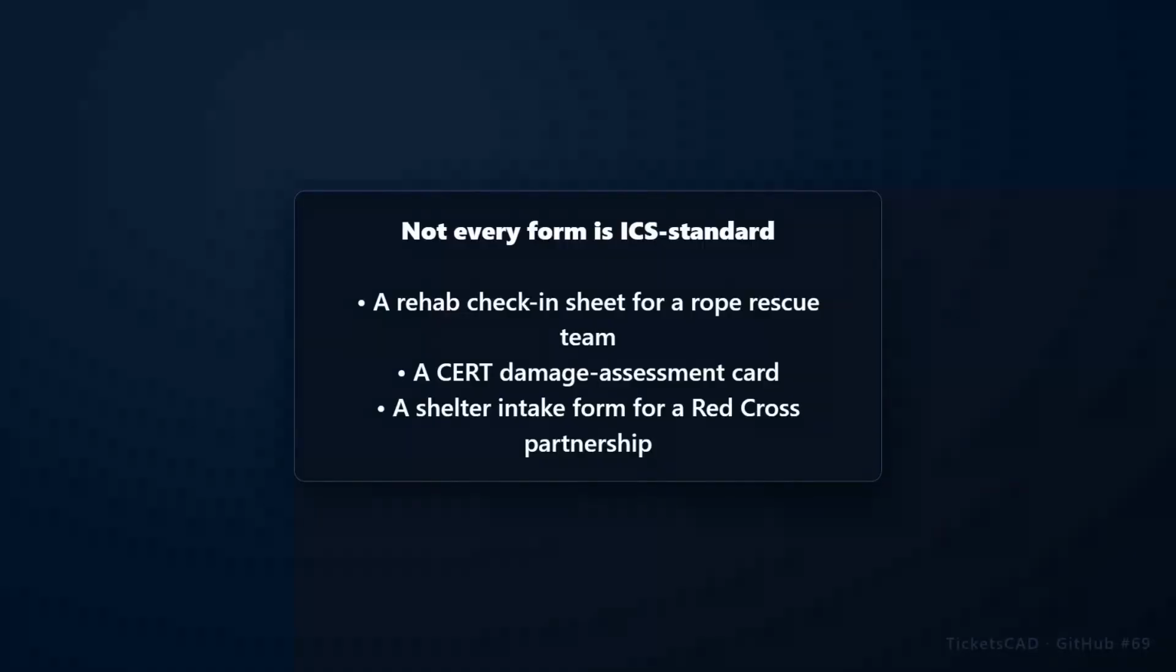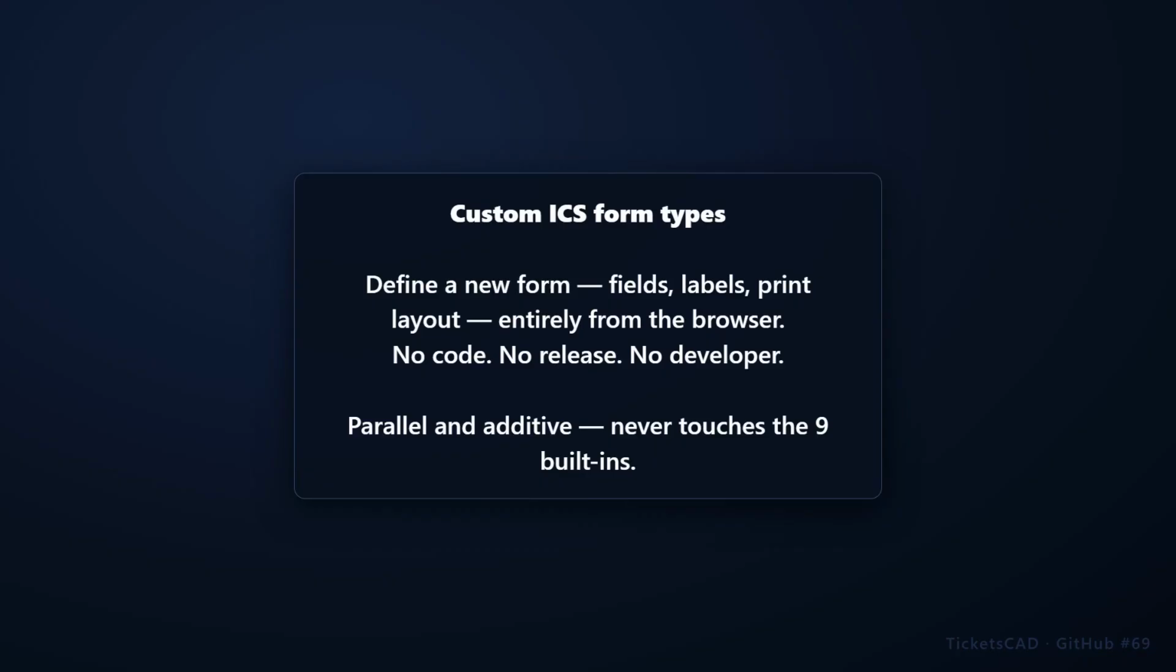Maybe it's a rehab check-in sheet for a rope rescue team. Maybe it's a CERT damage assessment card. Maybe it's a shelter intake form for a Red Cross partnership. None of those are ICS standard, and none of them are worth a code change just to add one field a single agency needs. Custom ICS form types let an administrator define a new form, its fields, its labels, its print layout, entirely from the browser. No code, no release, no waiting on a developer. And it never touches the 9 built-in forms' own code paths. This is a parallel, additive system sitting alongside them, not replacing anything.